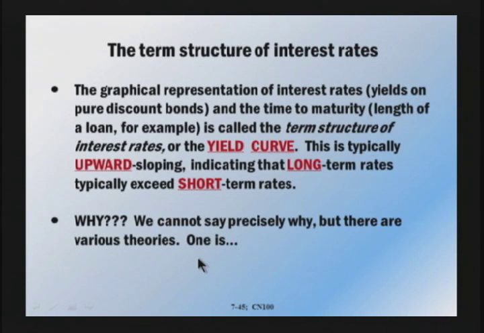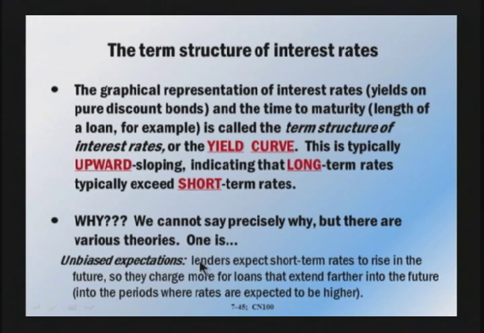There are competing theories as to why this is the case. We'll just explore one as a possible explanation. It's called unbiased expectations. Typically, a lender is going to expect interest rates to rise in the future. That's not always the case, especially if you're currently in a very high interest rate environment. But typically, the outlook is that interest rates will rise in the future, if for no other reason, perhaps, than that inflation is expected to persist and rates will go up as a result of that.